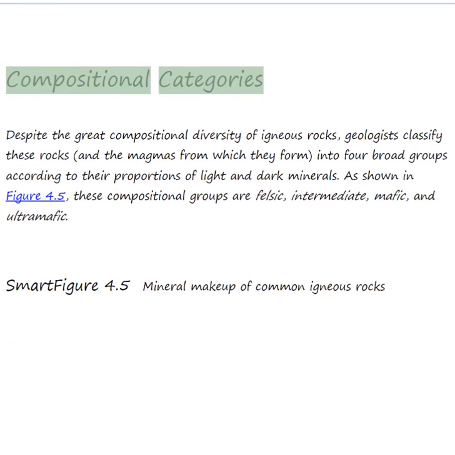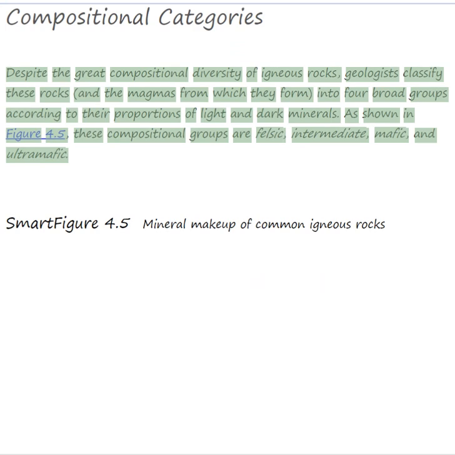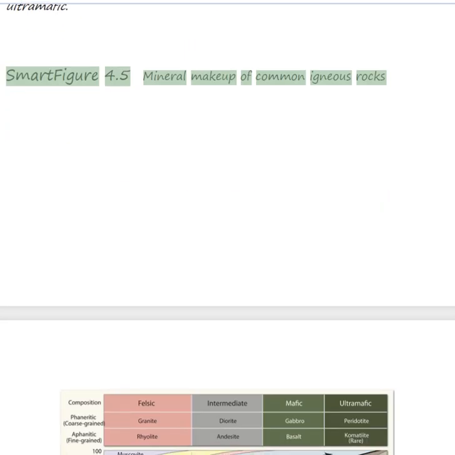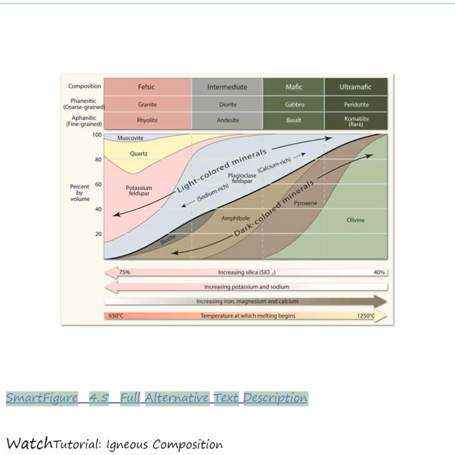Compositional categories. Despite the great compositional diversity of igneous rocks, geologists classify these rocks into four broad groups according to their proportions of light and dark minerals. As shown in Figure 4.5, these compositional groups are felsic, intermediate, mafic, and ultramafic. Smart Figure 4.5 Mineral makeup of common igneous rocks.